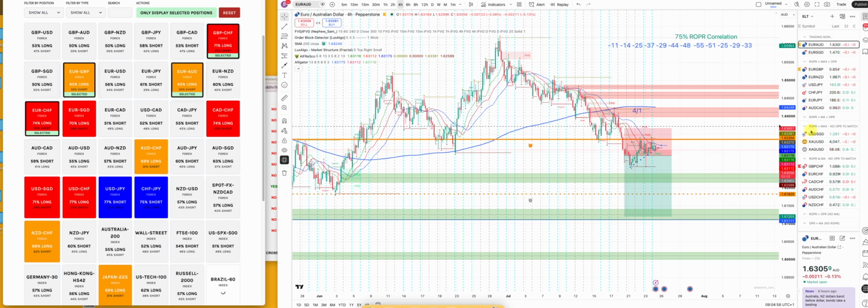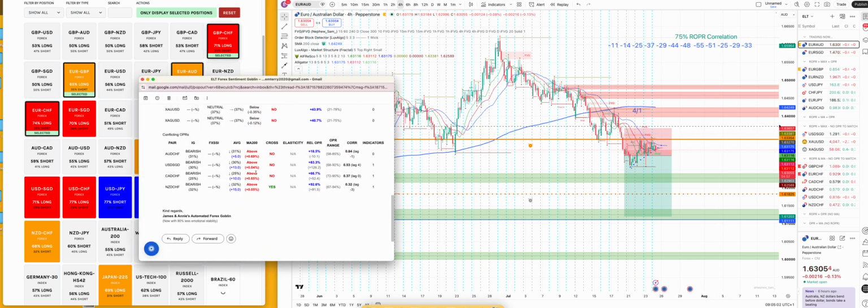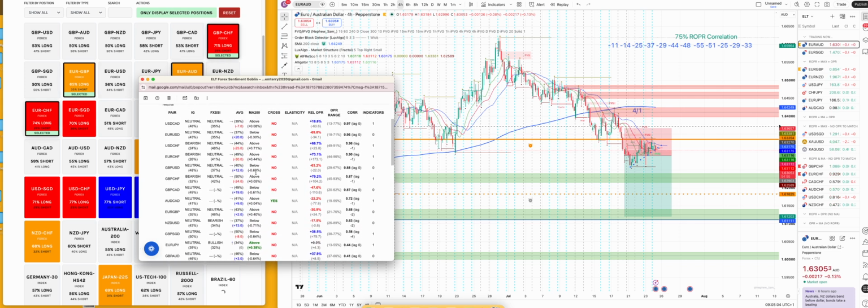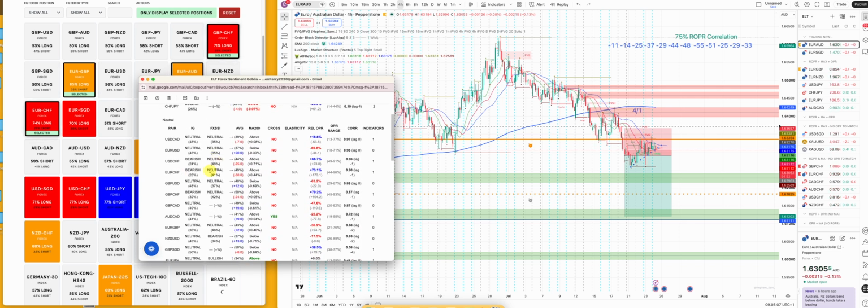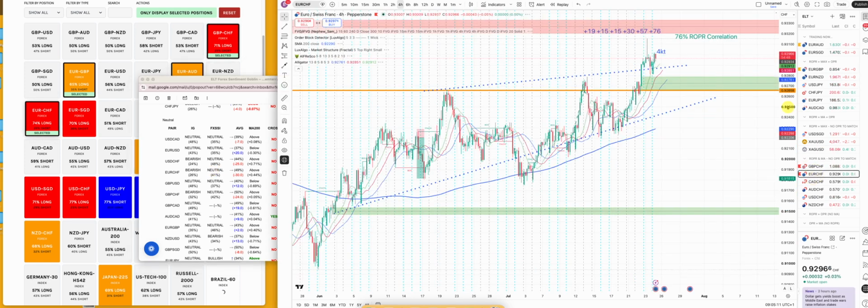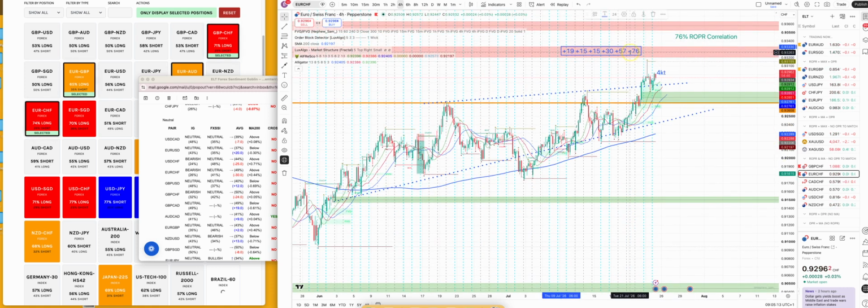Okay, Euro Swiss. That's here. Let's have a look at the numbers. Euro Swiss bearish, neutral, plus 73. Yeah. It's not tradable because they don't line up.